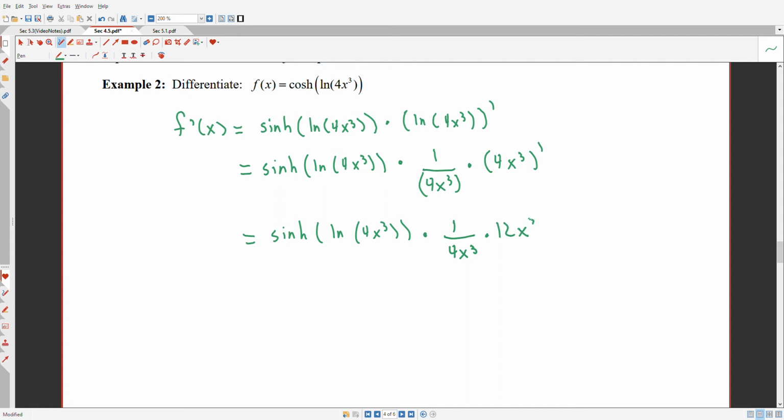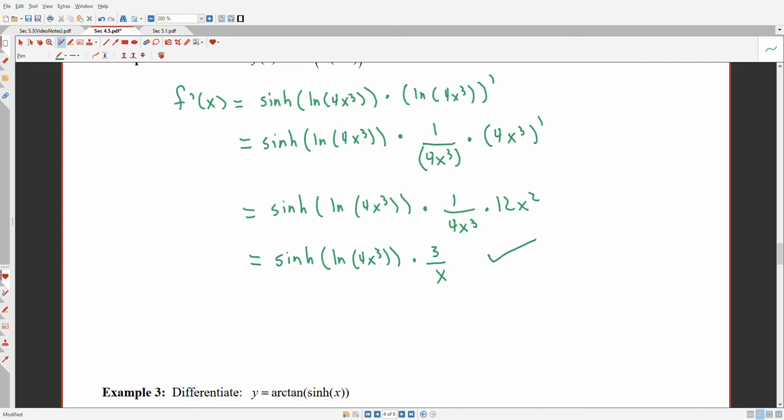This last bit we can simplify a little bit. That'll be the sinh of the natural log of 4x cubed times 12 divided by 4 is 3, and I'll have an over x. I will point something out. This is a great way to practice differentiating. This is all correct. But something that should occur to you right here is we have a sinh and we're plugging a natural log into sinh.